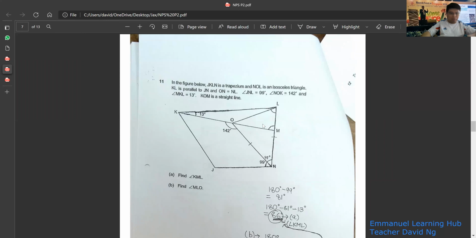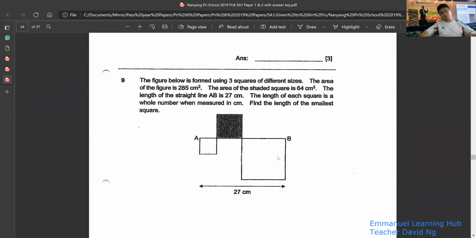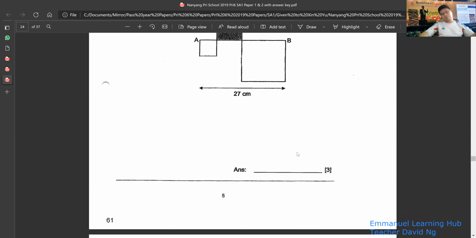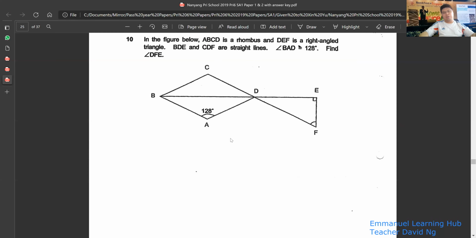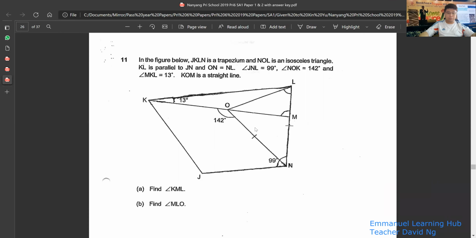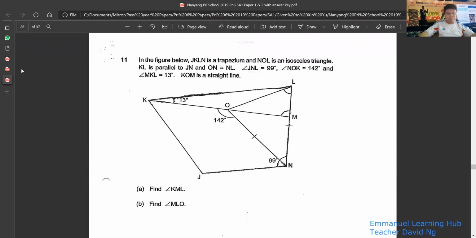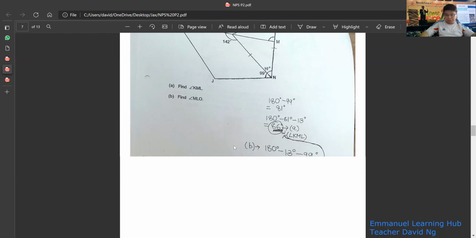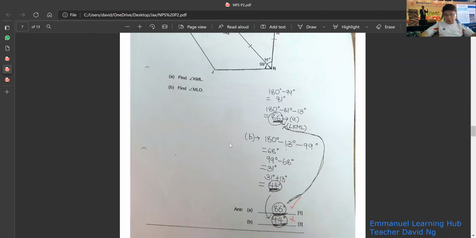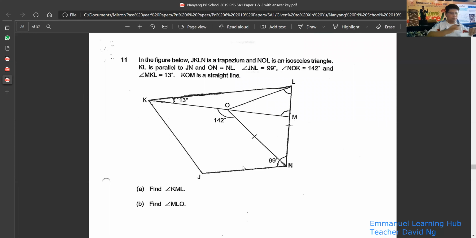Okay, angles again, 11. Good, you can do this question. Number 9 you can do, that's good. Now 10 also, 11. Okay, 11, you only have part B that's wrong, right? Part A is correct. Part A is 86, you got it right.